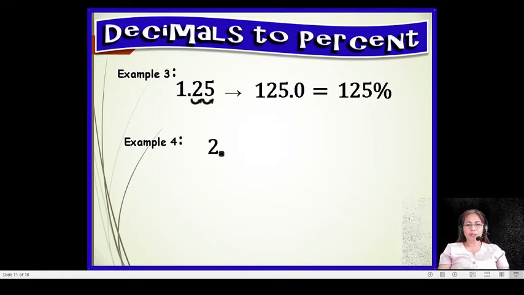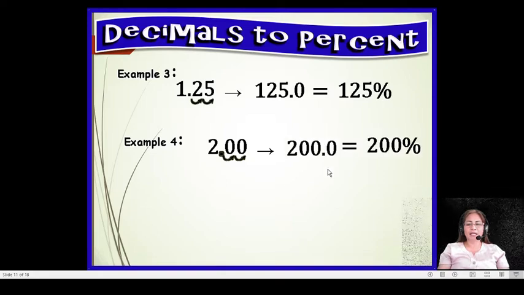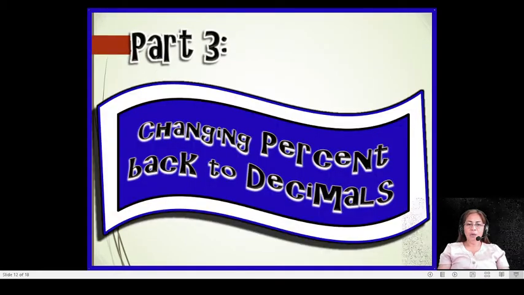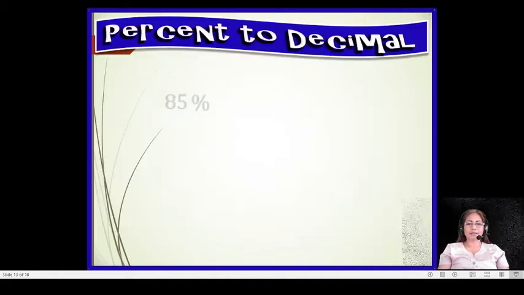It's a whole number. So add 2 zeros and move it to the right. So you have 200, and it's 200%. Now, changing percent back to decimals.